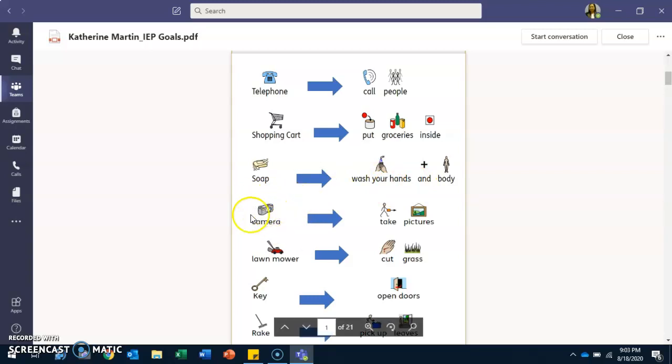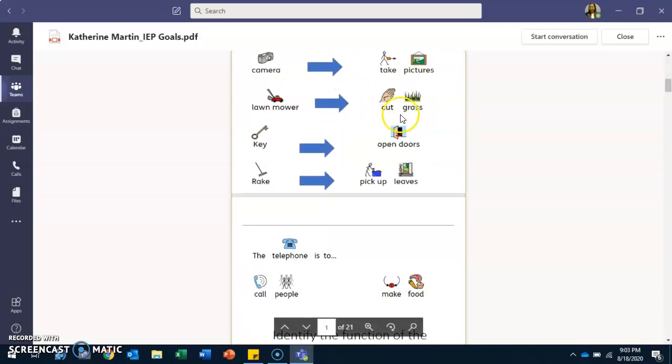Camera. Catherine, look, this is a camera. What do you use a camera for? Take pictures. Yes, good job. It is used to take pictures. The lawnmower. What is a lawnmower for? To cut the grass. Yes, so the lawnmower is to cut the grass. Good job, Catherine. What is the key for? To open the doors. We use keys when the doors are locked. To open the door. A rake. What is a rake used for, Catherine? To pick up leaves. It is used to pick up leaves.